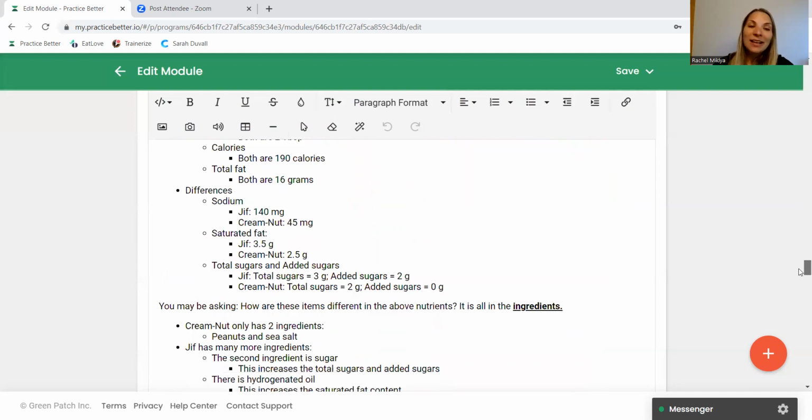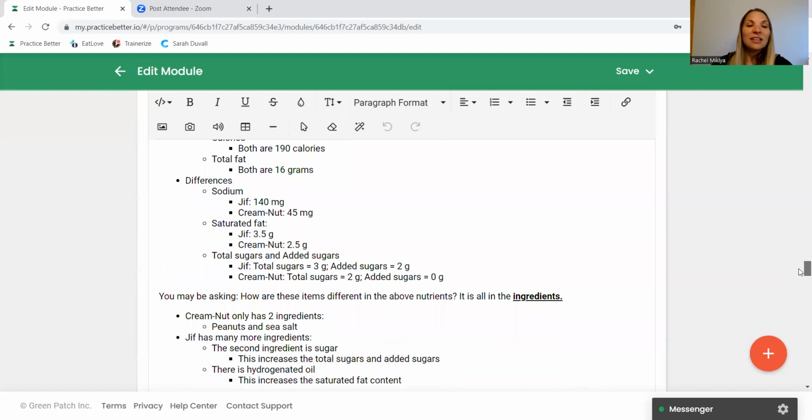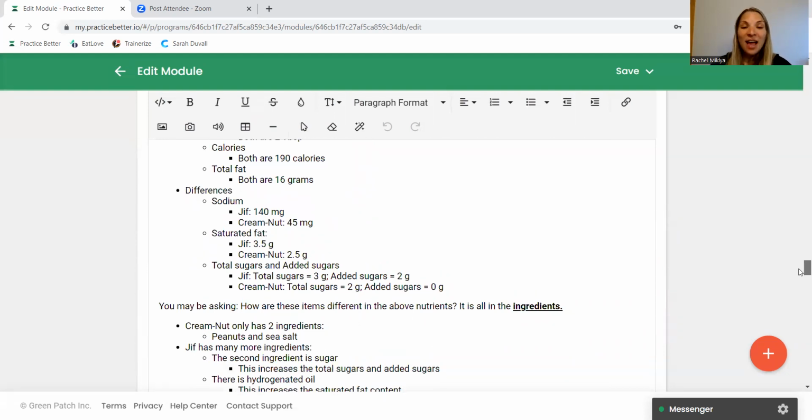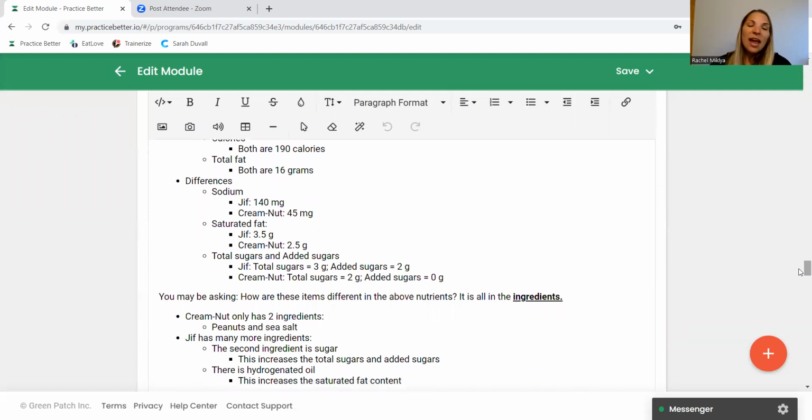The Jif has a lot more sodium in it. There's more saturated fat as well. And there's a lot more sugars and added sugars in the Jif too. And you may be wondering, okay, why is this? Why is the sodium, saturated fat, and total sugars different? We need to read the ingredient list to find out.